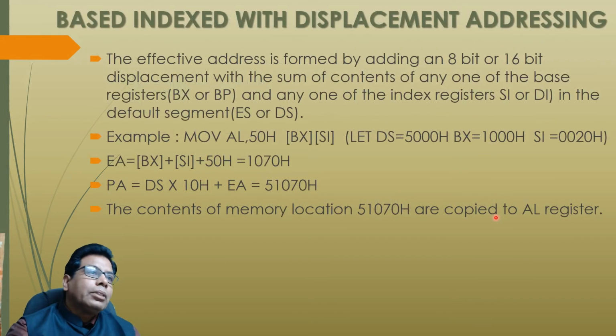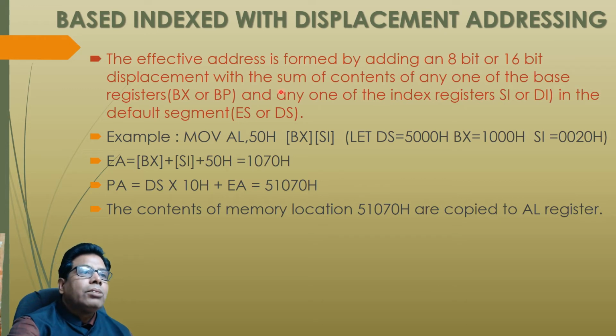Then let us go to the next, base index with displacement addressing. The effective address is formed by adding an 8-bit or 16-bit displacement with the sum of contents of any one of the base registers and any one of the index registers in the default segment. So here base, index with displacement, all three are combined. So if you are taking an example, MOV AL, 50H[BX][SI].